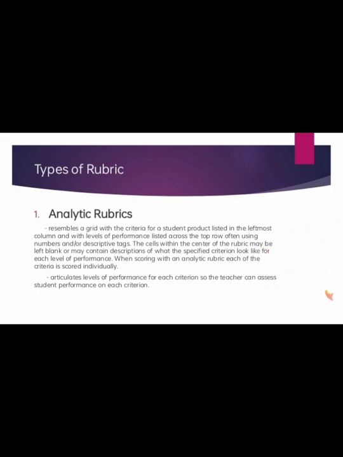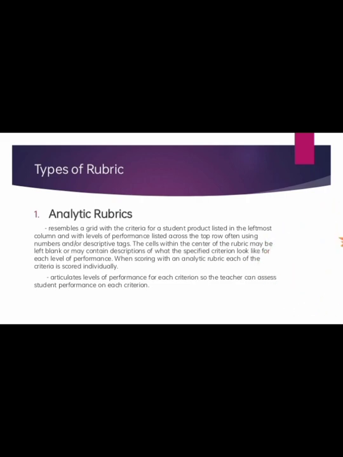So, the first one is the analytic rubrics. What is an analytic rubric? An analytic rubric resembles a grid with the criteria for a student product listed in the leftmost column and with levels of performance listed across the top row, often using numbers and/or descriptive tags. The cells within the center of the rubric may be left blank or may contain descriptions of what the specified criterion looks like for each level of performance.